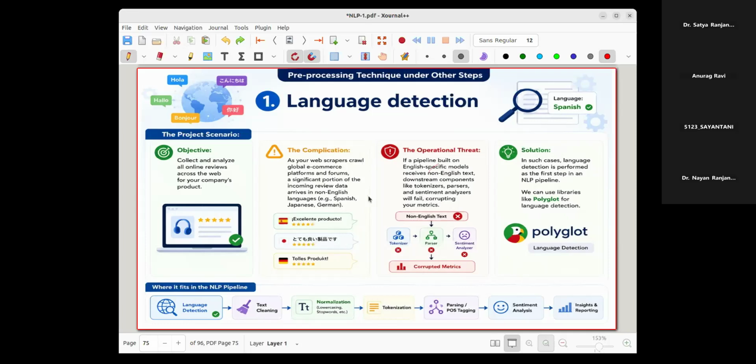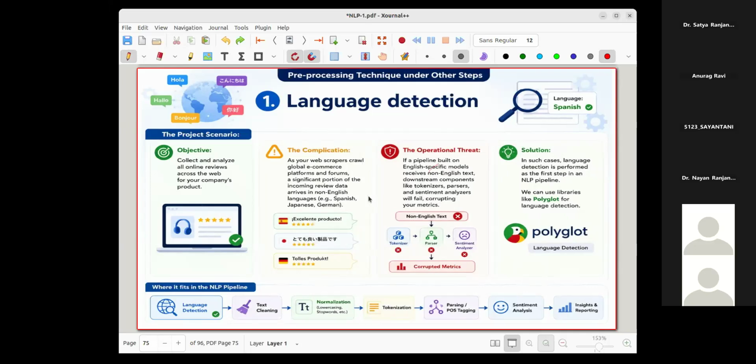Now the situation is that, let's say it may not be a global product. Let's say it is an Indian product. In India there are many states. So when you collect these reviews, people are talking in their own language also, or writing in their own language also. Now when you collect such reviews, how will you analyze them? So that is the challenge. This is a scenario. Now what is the complication?